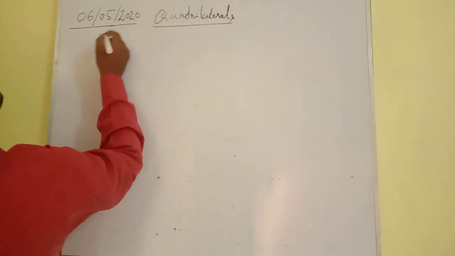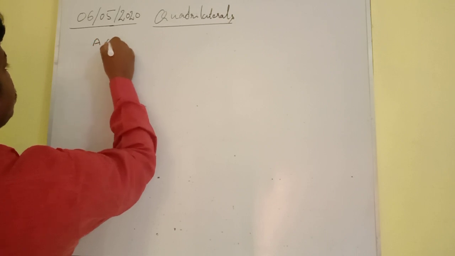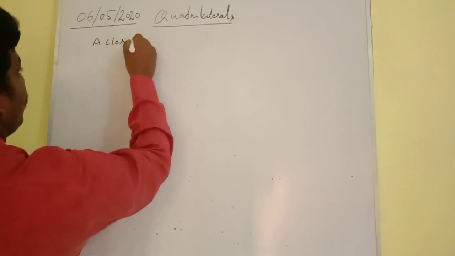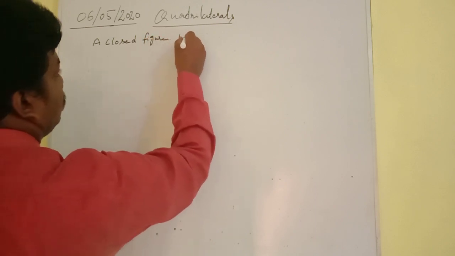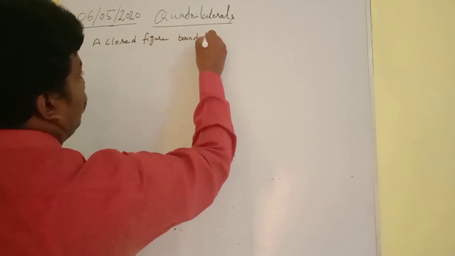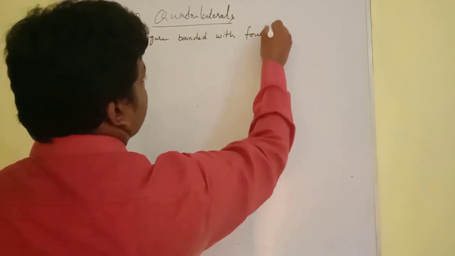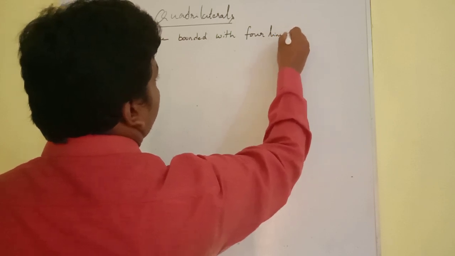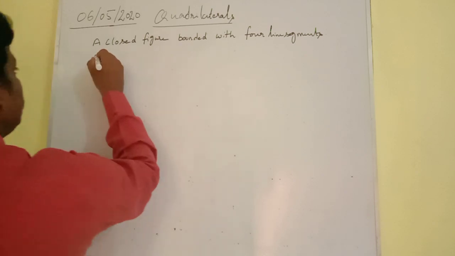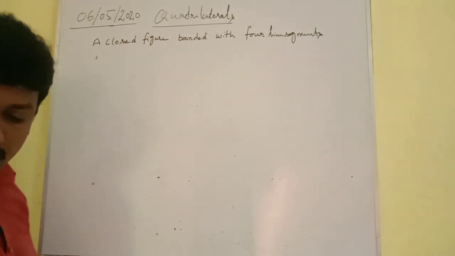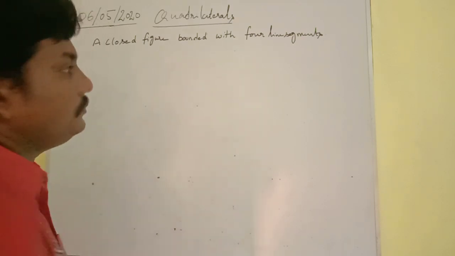Let me write the definition of a quadrilateral. A closed figure bounded with four line segments is called a quadrilateral.